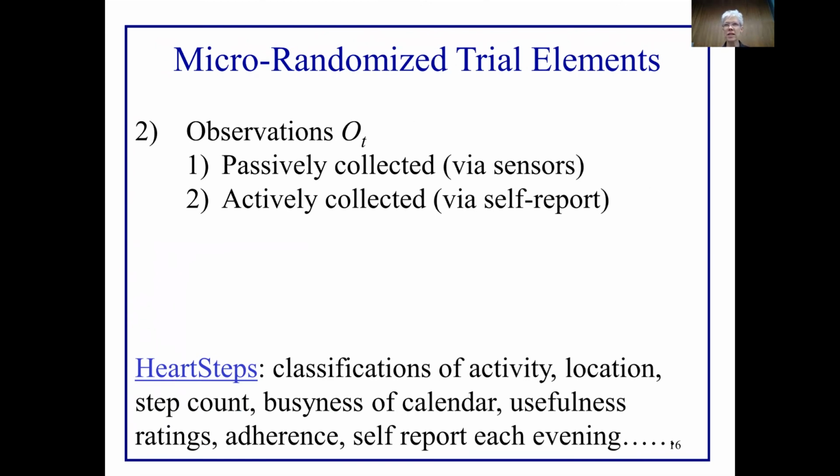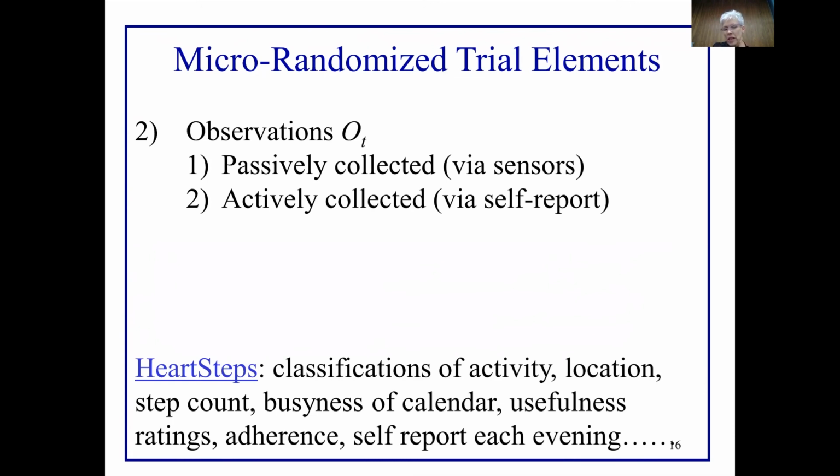Observations: this is the data that accrues from one decision point to the next. So again, there's 2 flavors: passively collected via, like, the Jawbone wristband. You can imagine a whole variety of different types of sensors. A lot of the sensors actually are on the phone. And then actively collected via self-report. And as you probably well know, a lot of research is going into how we can reduce the amount of active data collection and increase passive data collection, because active data collection is quite intrusive and burdensome.